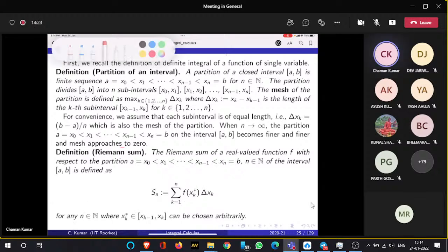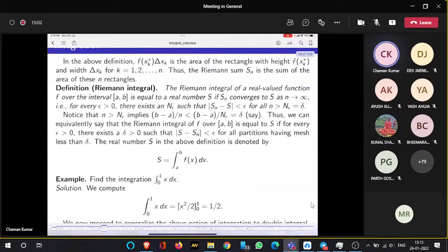Now we want to study what happens if n goes to infinity. What happens with this Riemann sum when n goes to infinity? n going to infinity means the length of the subinterval is going towards 0. You see that if we have equal length subintervals, the length is (b minus a)/n. So when n goes to infinity, the length of the subinterval will go towards 0. Okay, so our aim is to study this.